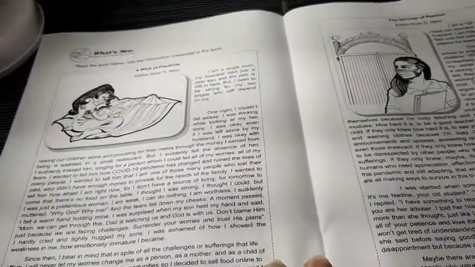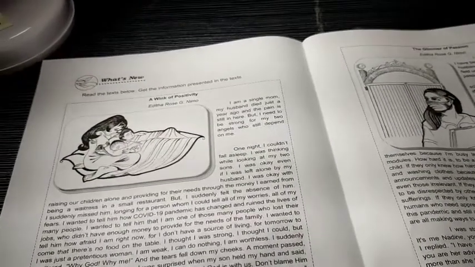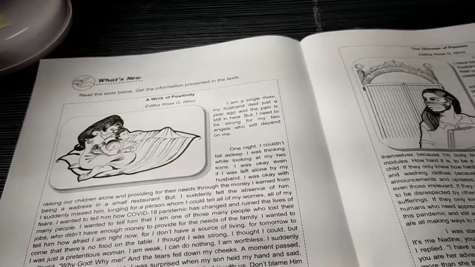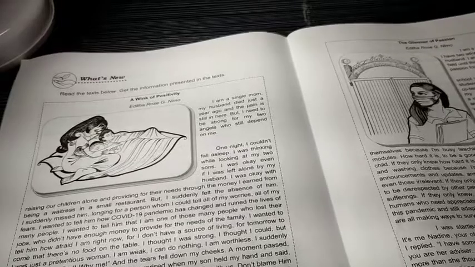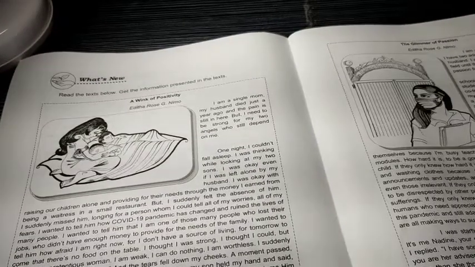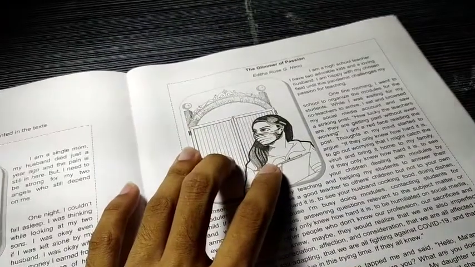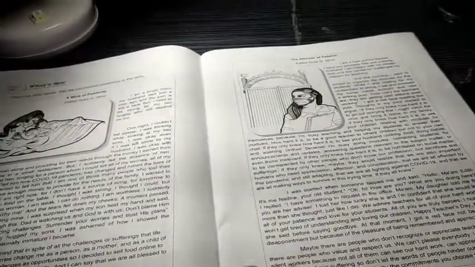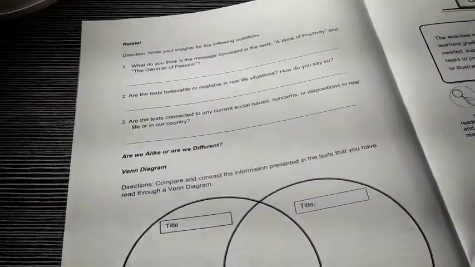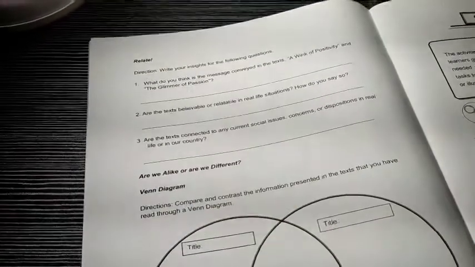So going to page number 5, what's new? Read the text below. Get the information presented in the text. So the first text will be A Wink of Positivity by Editha Rose G. Nemo, and The Glimmer of Passion by Editha Rose G. Nemo. So we have two texts here, and after reading those 2 texts, we will have the activity which is named Relate.